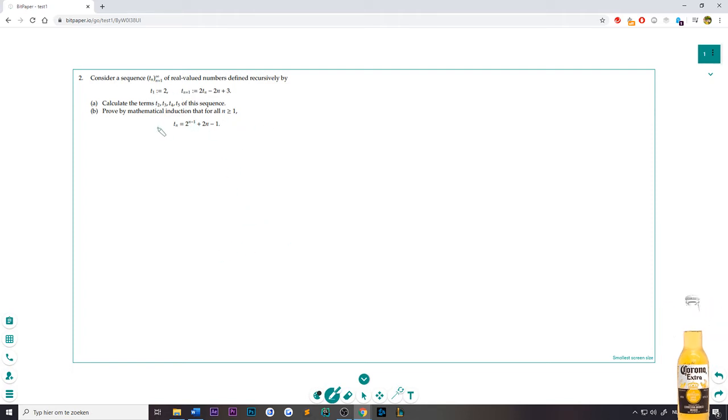So what we need to do is calculate the terms t2, t3, t4, t5 of the sequence. We know that t1 is 2, right? And so this is just plug and play. We have a formula, which is t(n+1) = 2tn - 2n + 3, right? So let's say we want to calculate t of 2. Well, t of 2 is going to be t of 1 plus 1, right? So if n plus 1 is 2, then we know that n is 1. And so then what we get is 2 times t of 1, minus 2 times 1, plus 3.